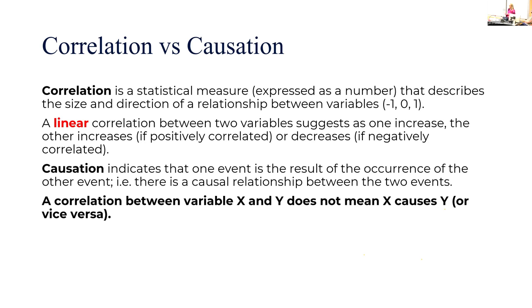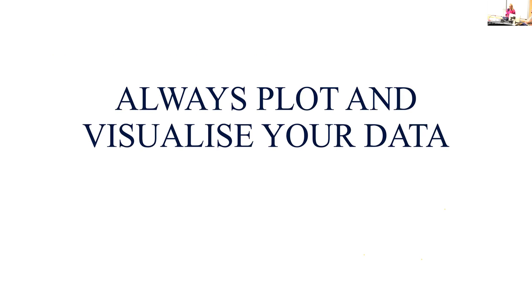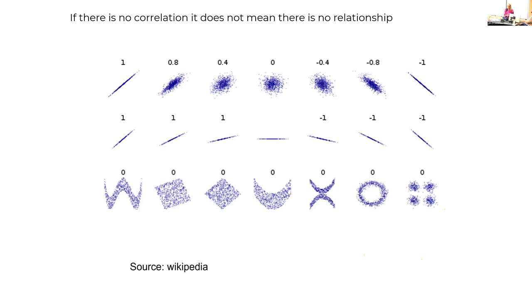And what it's suggesting is that as one variable increases, the other increases or decreases. It doesn't infer causation. So just because two variables correlate, it doesn't mean that one causes the other. If you're doing correlations, you should always, well, if you're doing anything, you should always plot your data, but particularly for correlations, it's really important to always plot and visualize your data.